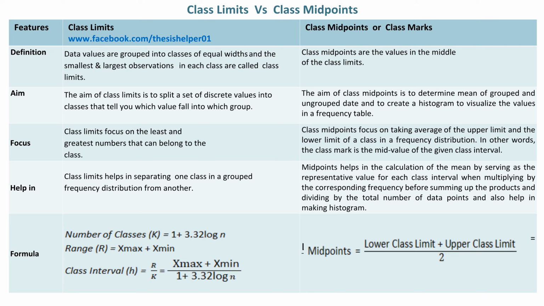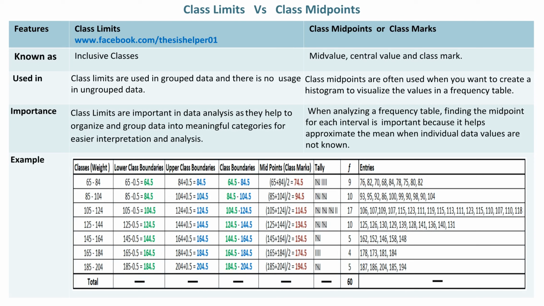Formulas for finding the number of classes, range and class interval are given for comparison, whereas the formula of class midpoint or class marks is given, which is the sum of the lower class limit and upper class limit divided by 2. Class limits are also known as inclusive classes, whereas class midpoints are also known as mid-value, central value and class mark. Class limits are used in grouped data and there is no usage in ungrouped data.